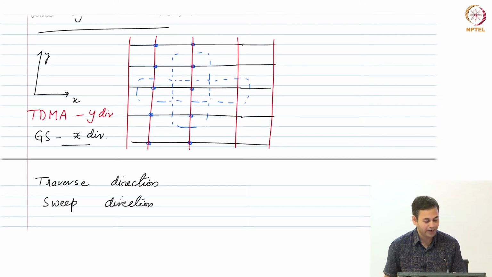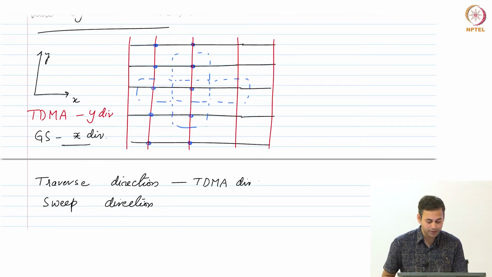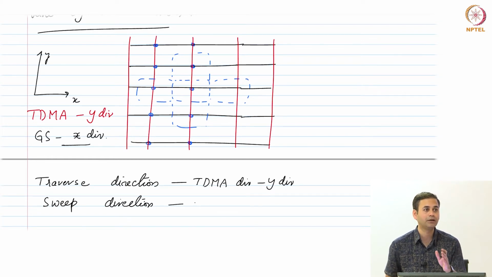Now what we mean by traverse is the direction in which the TDMA is applied, okay. So this is the TDMA direction. In this particular case, the y direction happens to be the traverse direction, and the sweep direction is the direction in which these lines are progressed, okay.